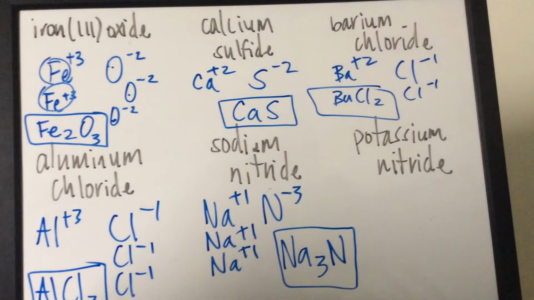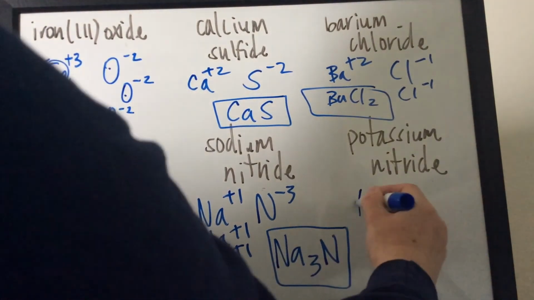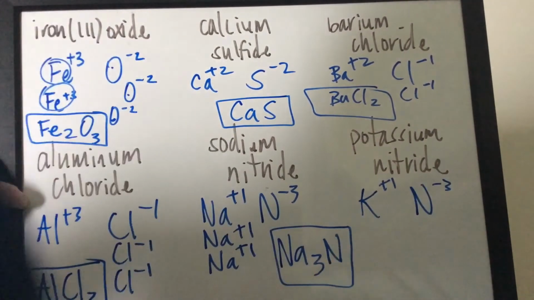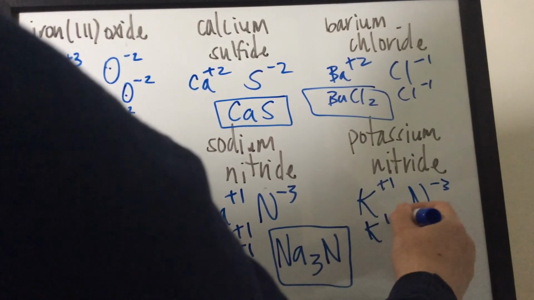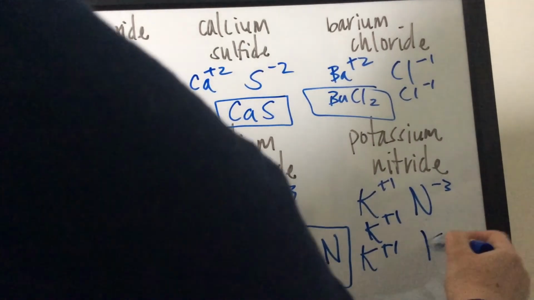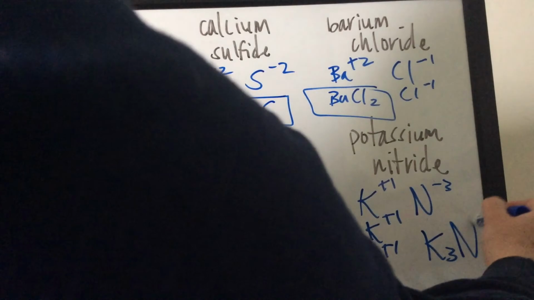And my last one, potassium nitride. K is +1. Nitride again is nitrogen -3. It's the same deal as this. I need 2 more potassiums. And my formula is K3N.